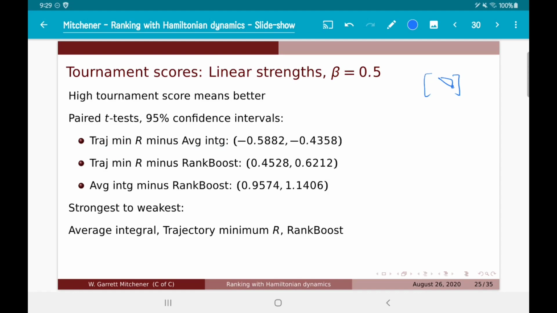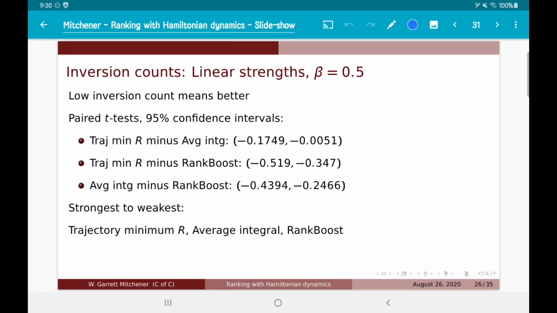As I said, I'm also interested in how this compares to a standard algorithm like rank boost. So if you calculate tournament scores comparing trajectory minimum r to rank boost, this comes out comfortably positive. That means that the trajectory minimum r is actually giving slightly higher tournament scores than rank boost. And the statistical test is transitive. The average integral method is giving slightly better results than rank boost. So in this case, from strongest to weakest, the average integral method is strongest, and rank boost is ever so slightly weaker.